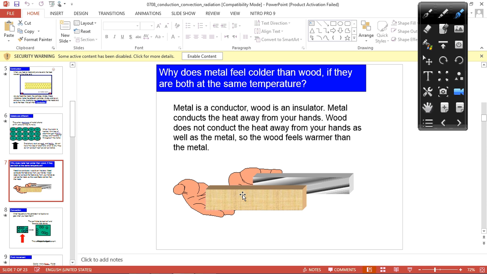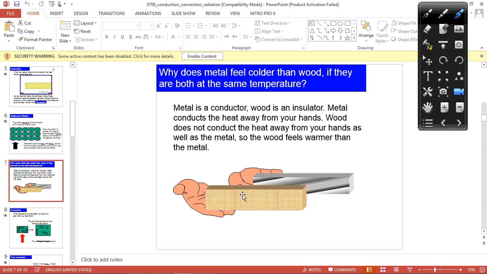Metal conducts heat away from your hand. The metal will conduct heat away from your hands. Wood does not conduct the heat away from your hands as well as the metal, so the wood feels warmer than the metal. Now look at this example given here.